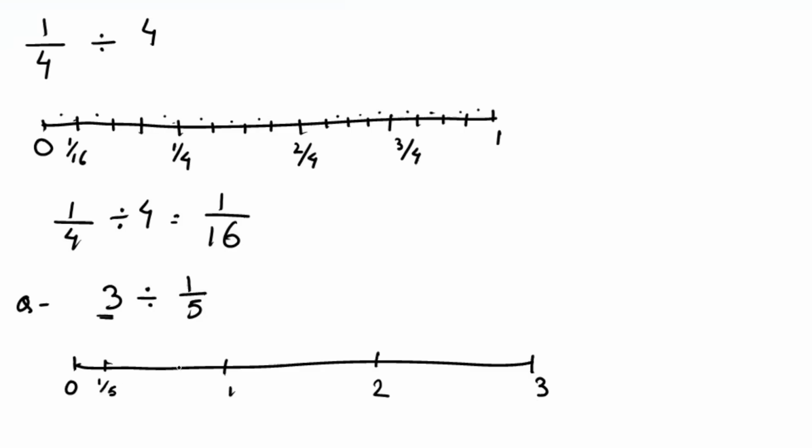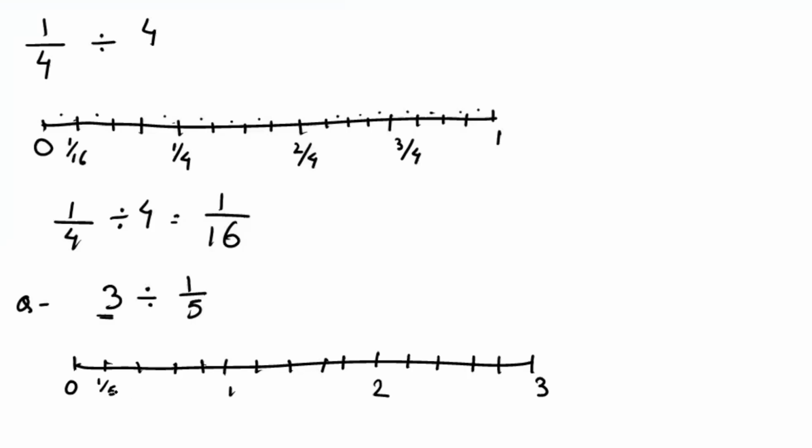1/5. 1, 2, 3, 4, 5. So 0 to 1 is divided into 1/5. Okay, 1, 2, 3, 4, 5. Similarly, the rest of the number line is divided in the same way, into 1/5.